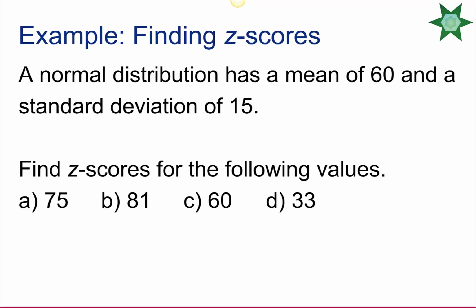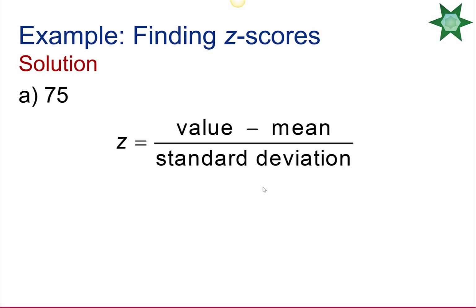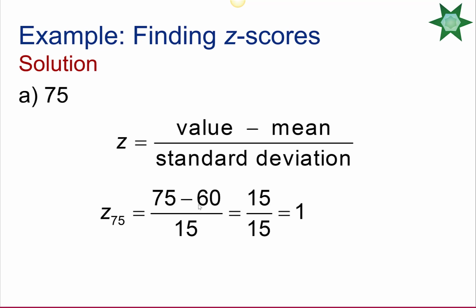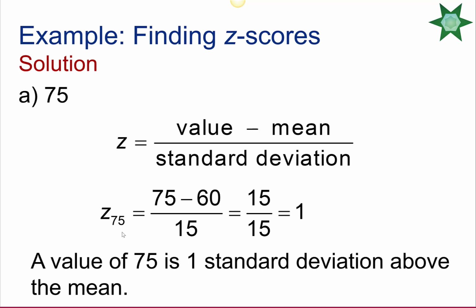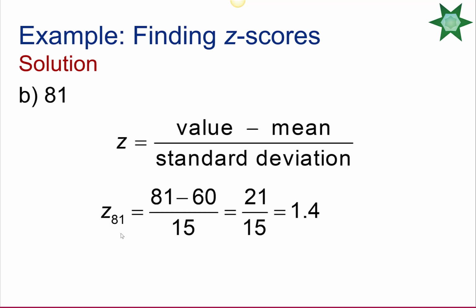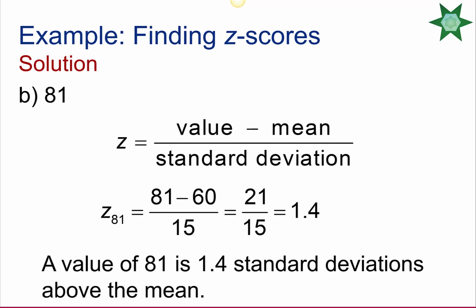So let's find z-scores for 4 numbers. We have a mean of 60 and a standard deviation of 15, and we want to find the z-score for the number 75. So we're going to take the data value, 75 minus 60, we get 15, divided by the standard deviation of 15, equals 1. And frequently we'll put a subscript on the z to say what number we're finding the z-score for. This is the z-score for 75. Now we want to do 81. So we're going to take 81 minus 60, we get 21, divided by the standard deviation, 15, and we get 1.4. So 81 is 1.4 standard deviations above the mean.